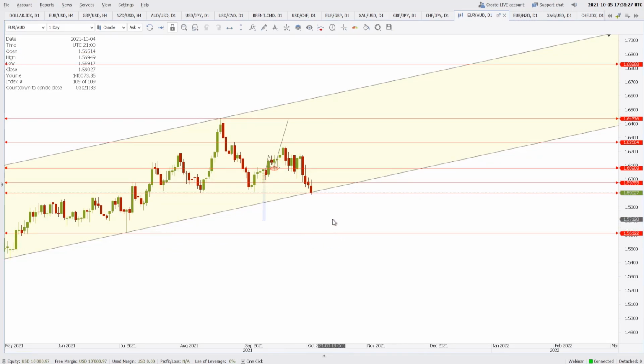And this seems very likely because this is forming a head and shoulders here, and this head and shoulders seems to be breaking, or you can say already broken almost. We just need a clear closing below 1.5900 levels so that we can be sure that the euro is now weak against the US dollar, against the Australian dollar.